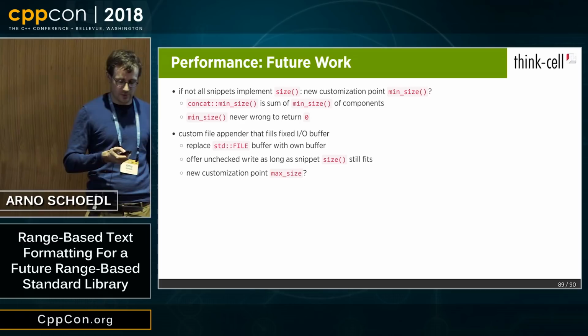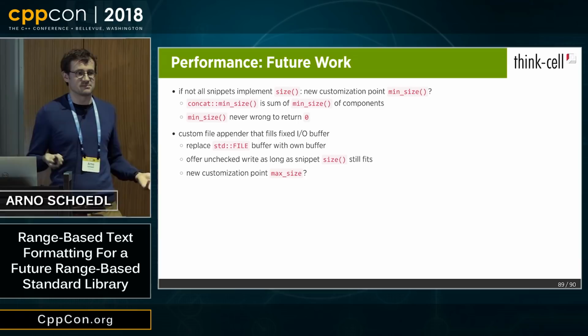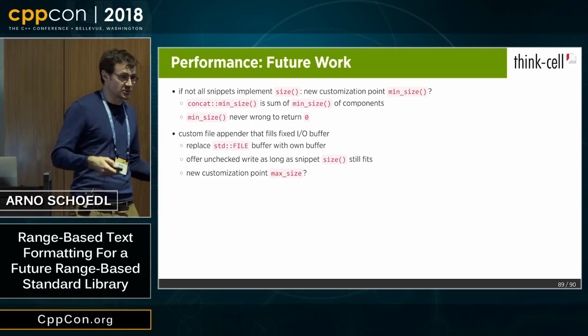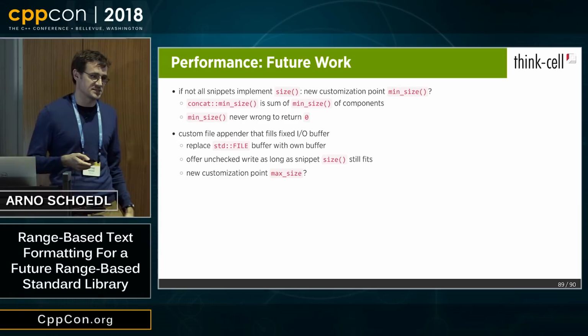And you could do that with a new customization point. You could just introduce a min size. And the min size is never wrong to return zero, so you always have the safe fallback. And the min size of a concat, of course, is just the sum of the min sizes of the components.